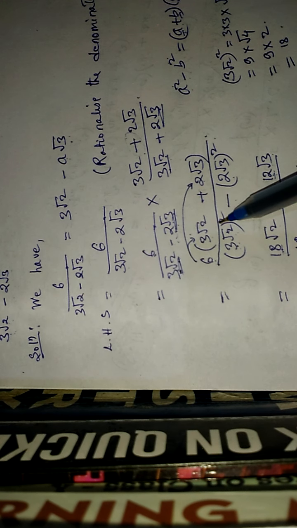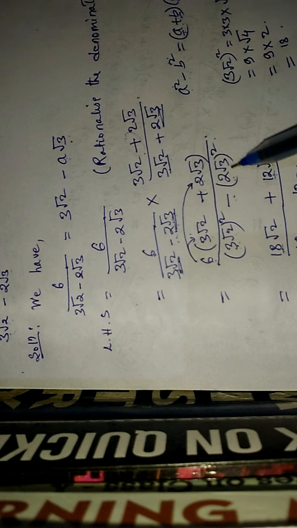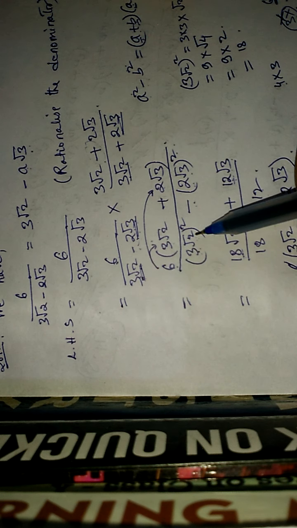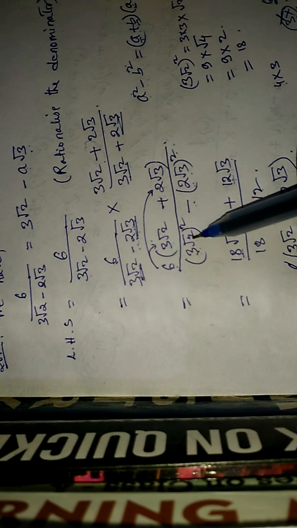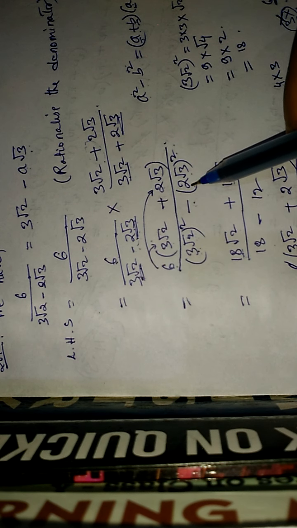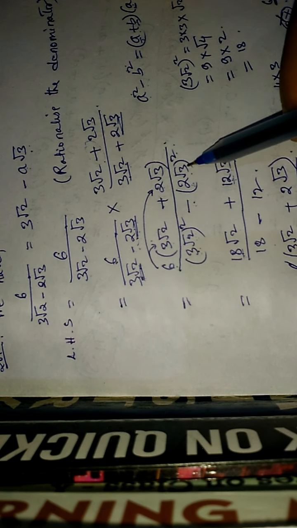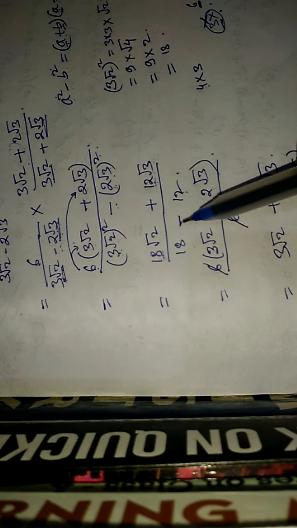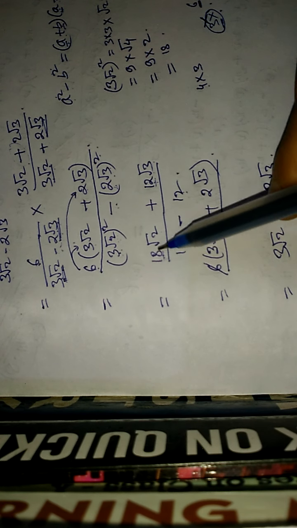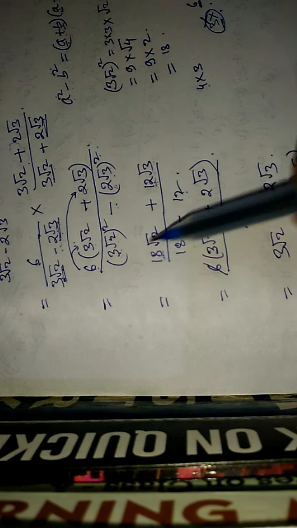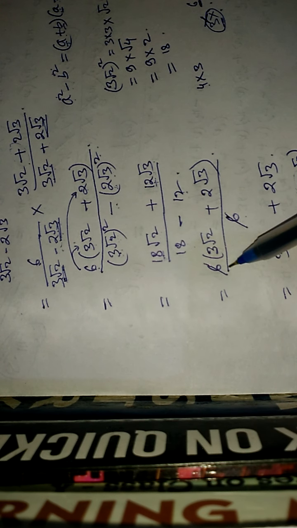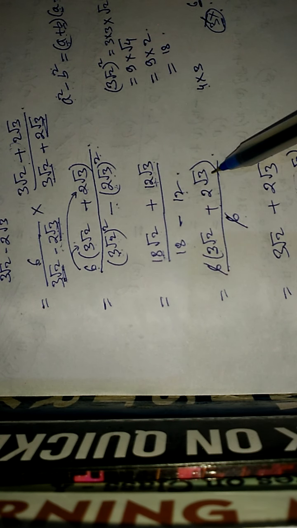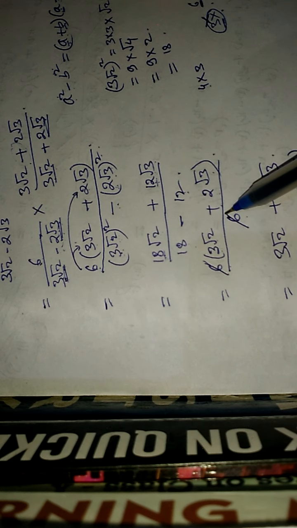Okay, that means we have to take this 3 root 2 square. 3 root 2 square is what? 3 3s are 9, 9 2s are 18. Minus, here also 2 2s are 4, 4 3s are 12. So subtract 12 from 18. 18 minus 12 will be 6. Okay, then from the numerator we have to take out the common factor, which is 6. Then inside the bracket you will have 3 root 2 plus 2 root 3. Okay, then eliminate this 6 and the denominator 6. Then we will get 3 root 2 plus 2 root 3.